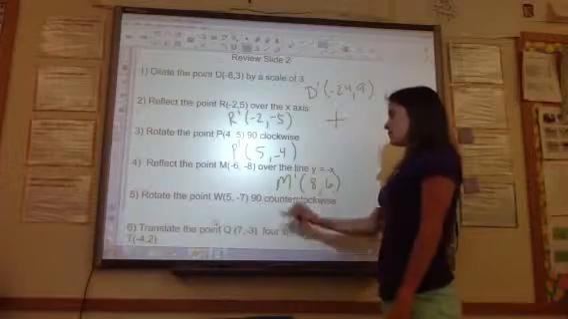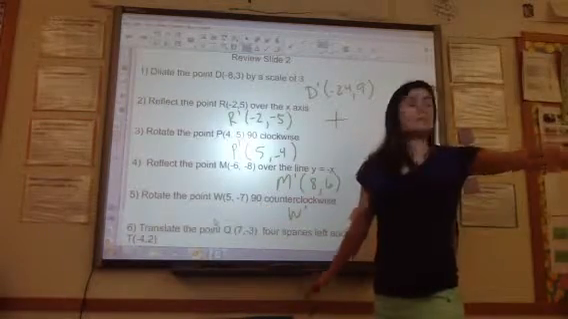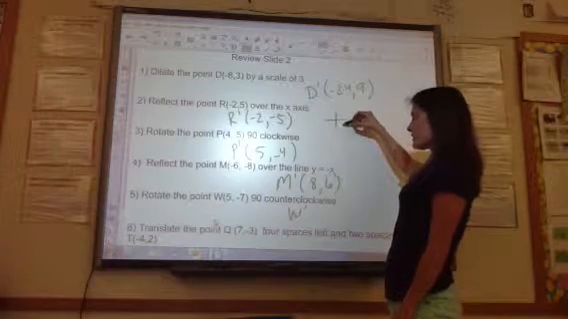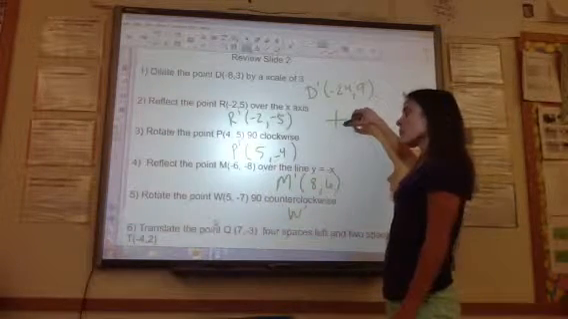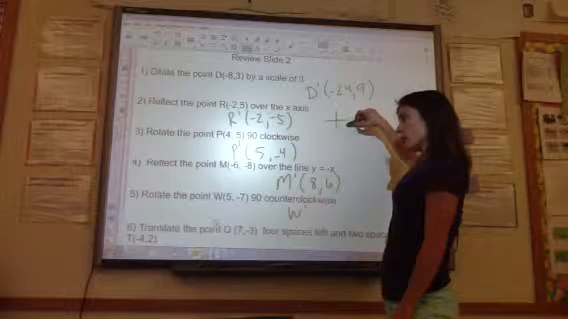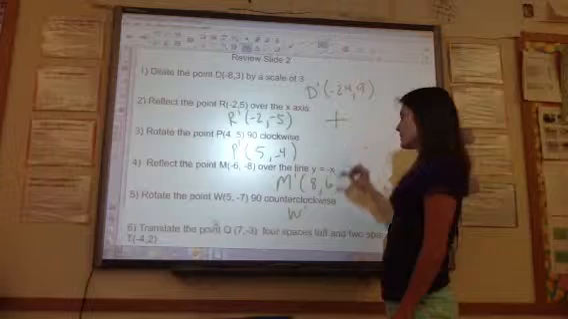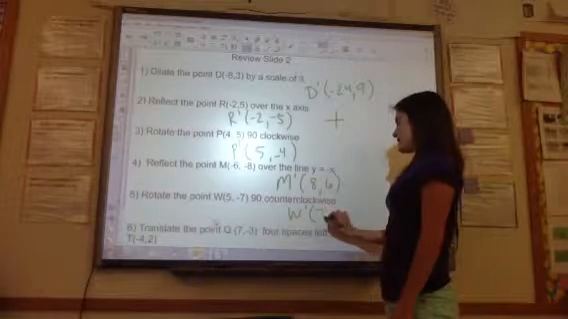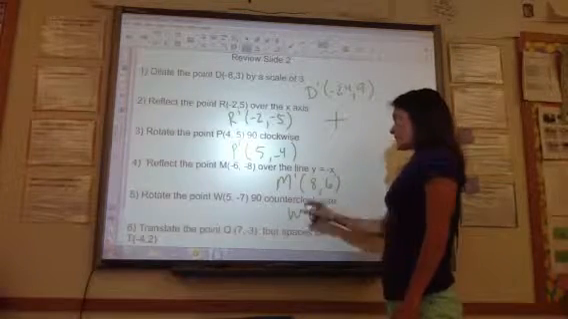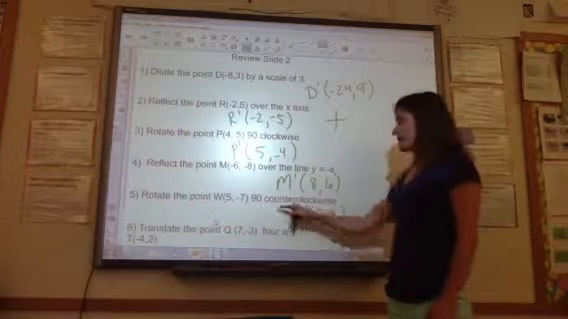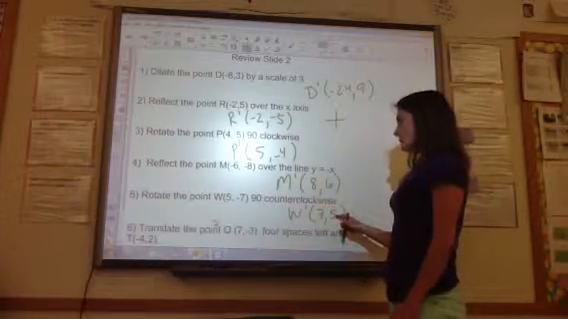For W prime, it is 5, negative 7. So if I think about that, that's in quadrant 4. And when I rotate counterclockwise, I'm going against the clock, so my quadrant 4 is going to end up in quadrant 1. So again, I switch the places. And in this case, my y becomes the opposite and is my x, and the x becomes my y.